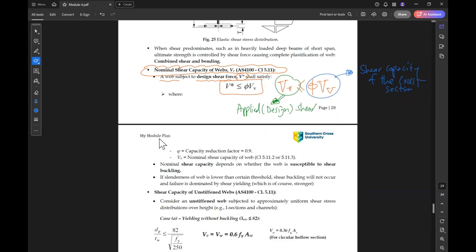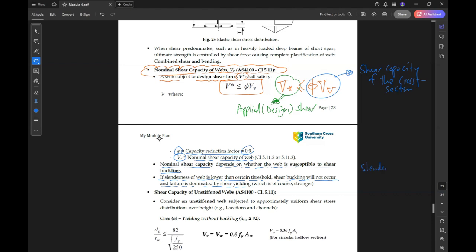Okay, where phi is the reduction factor 0.9, and Vv is the nominal shear capacity of the web. The nominal shear capacity depends on whether the web is susceptible to shear buckling or not. So if the slenderness of the web is lower than a certain threshold, shear buckling will not occur and failure is dominated by shear yielding. So we have two modes of failure: one is shear buckling, and one is shear yielding, based on the slenderness of the web.